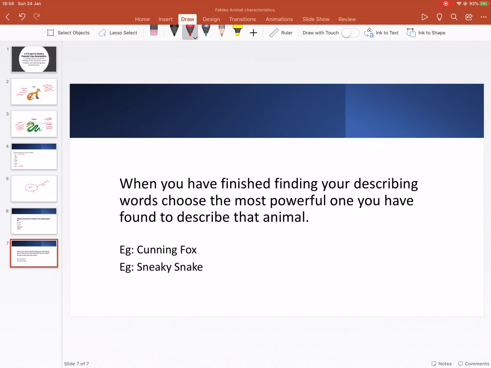So when you finish finding your describing words, choose the most powerful one you've found to describe that animal. Is it cunning fox, or sneaky snake, or sly fox? Whichever one you think. Now I'm going to post some pictures as well of animals just to give you an image in front of you.